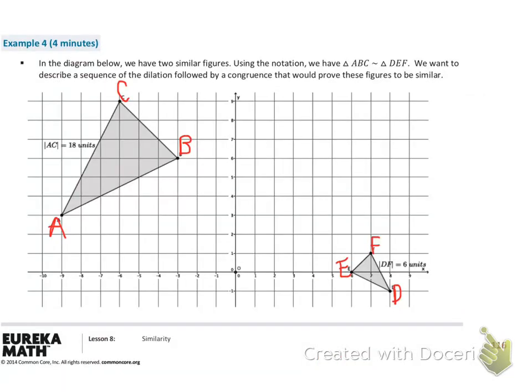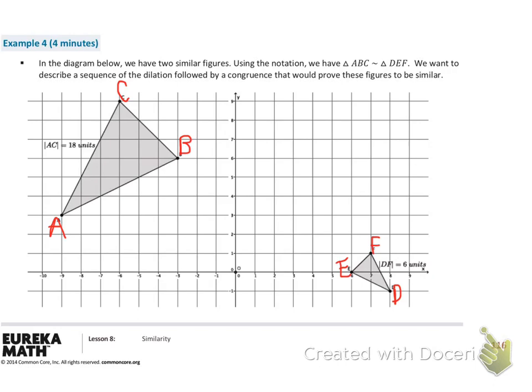Okay, here's another example for you to watch. In the diagram below, we have 2 similar figures. Using the notation, we have that triangle ABC is similar to triangle DEF. We want to describe a sequence of a dilation followed by a congruence that would prove these figures to be similar. So we're trying to map triangle ABC onto triangle DEF.